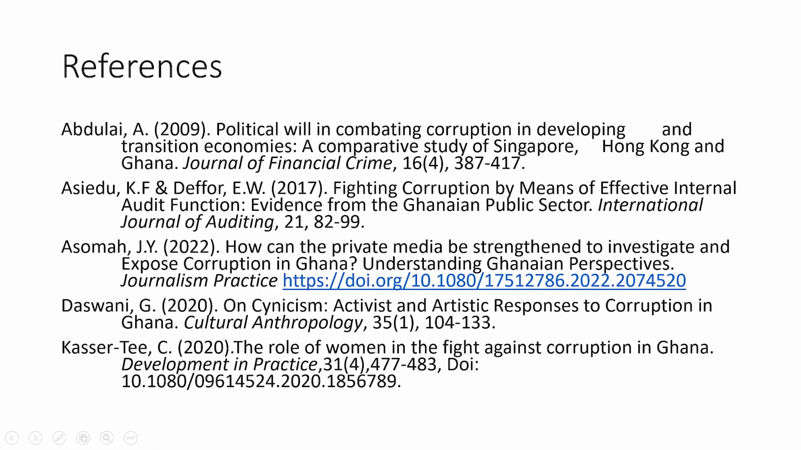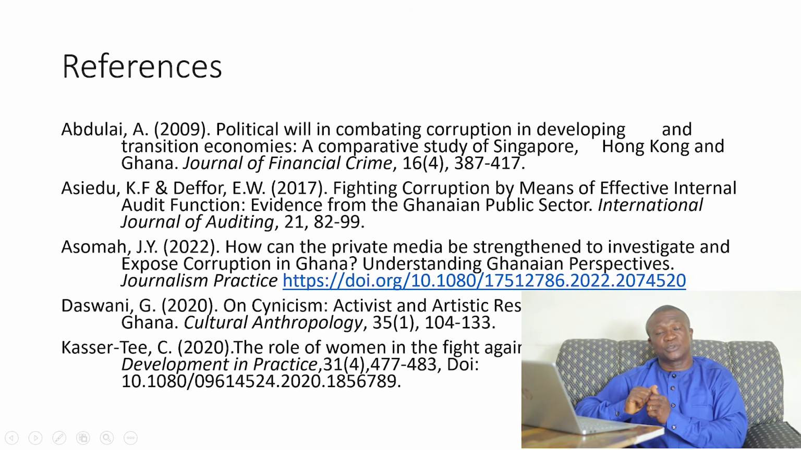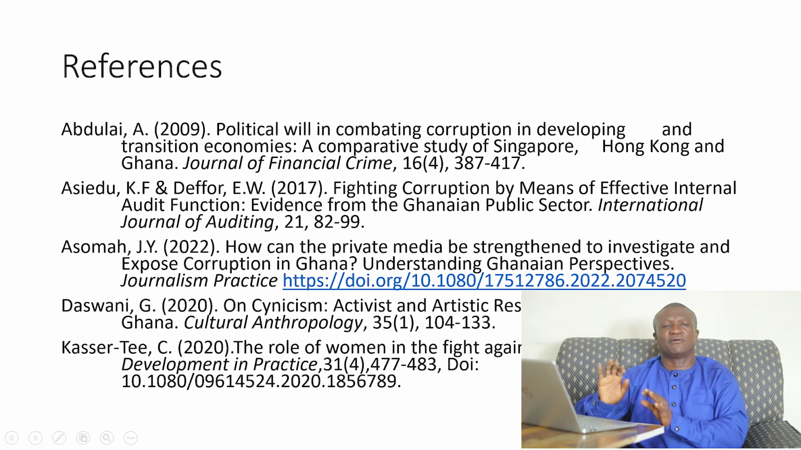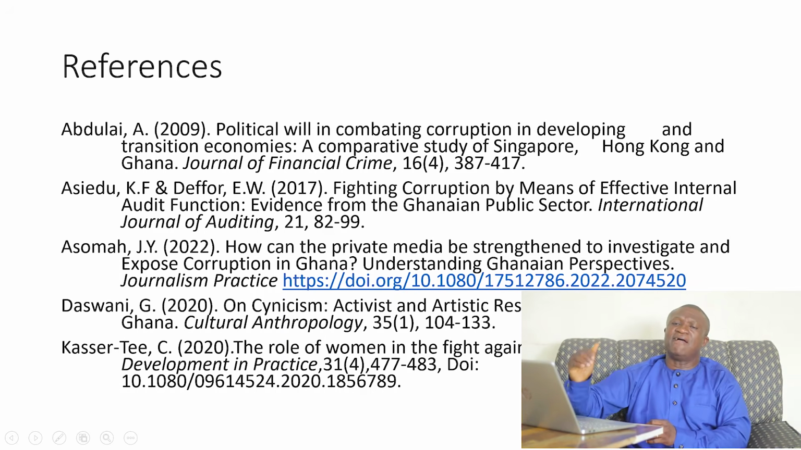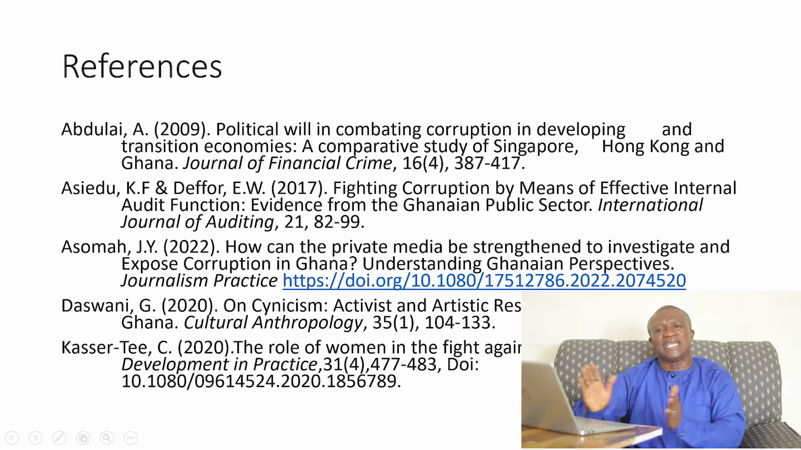So here, in the APA style, the reference list is provided in alphabetical order. So you see here, I have Abdullah as the first source listed, followed by Asiedu, then Asamoah, Daswani, and then Kaseti. So it is in alphabetical order. Then it is also important to note that there are no numberings for the APA style, and every subsequent line is indented 5 spaces away from the margin. So this is how the APA style reference list is presented.